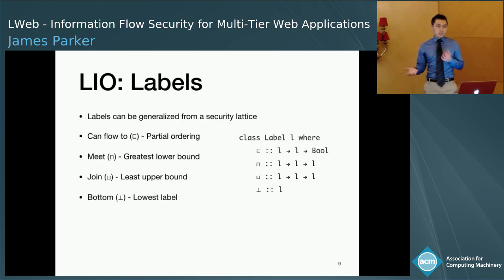Labels don't only have to be public or secret. They can be generalized to any security lattice. And the security lattice needs to implement a partial ordering or a can-flow-to relationship and meet and join operations. On the right, you can see how this lattice is implemented as a Haskell type class.